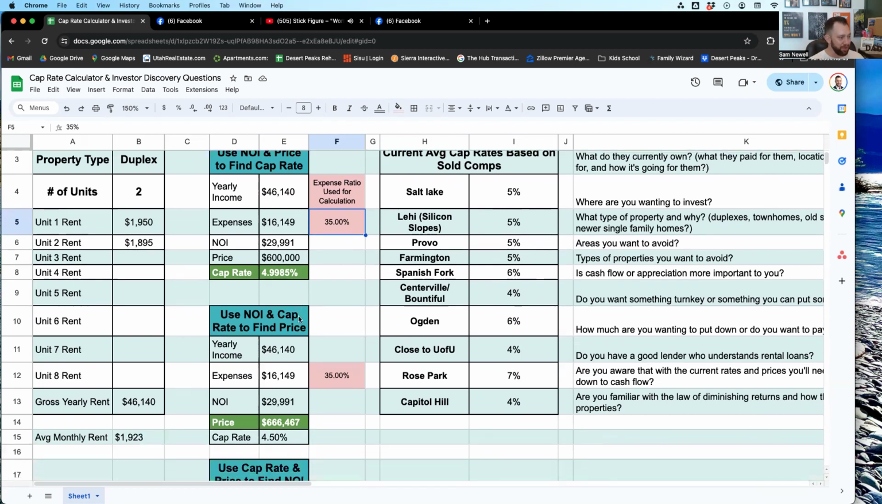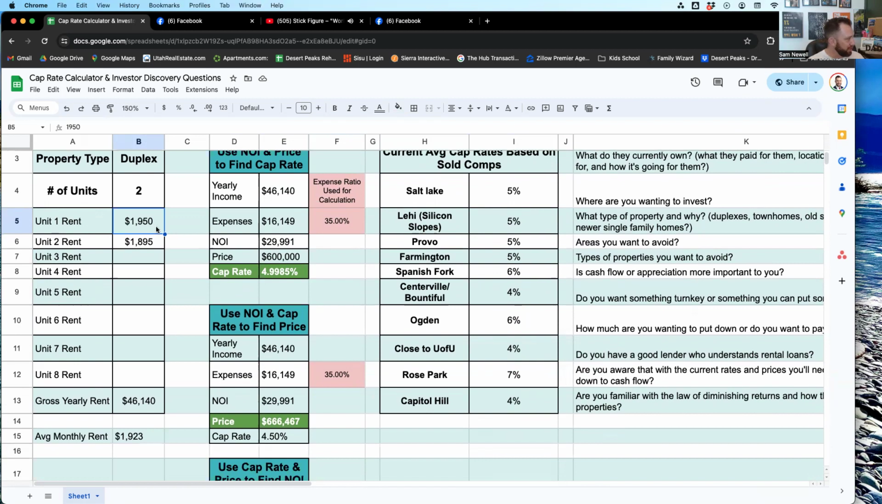So over here, let's see, I'm going to look at this duplex I have. It's active for sale. The rents currently are $800 and $1,200. Okay, so you can see it automatically is updating my NOI. And so my NOI is $15,600 based on those rents and based on a 35% expense ratio.